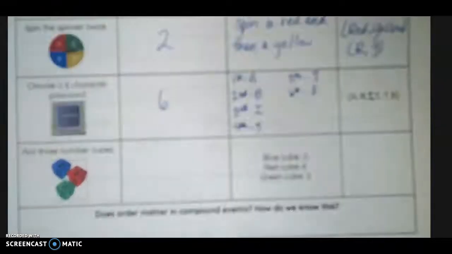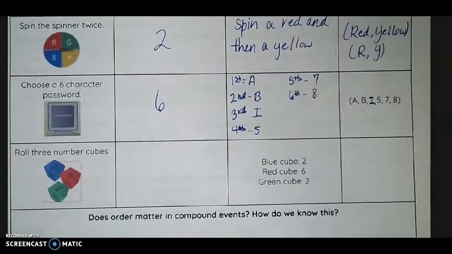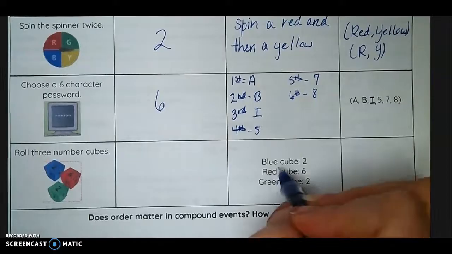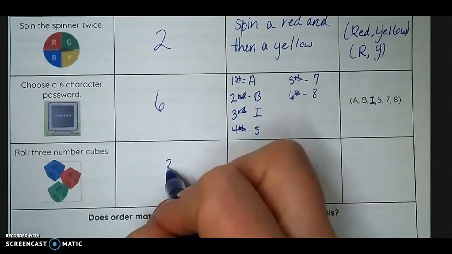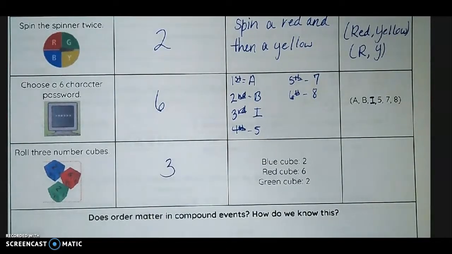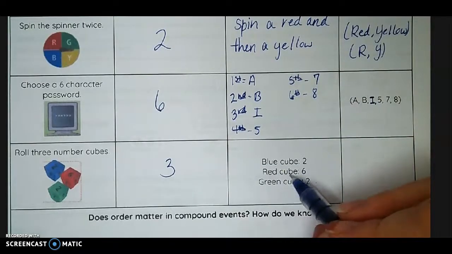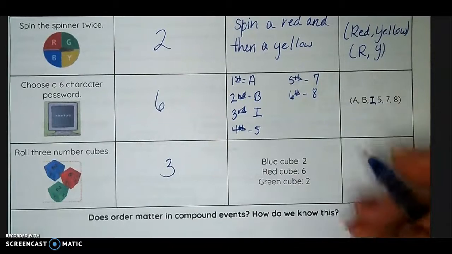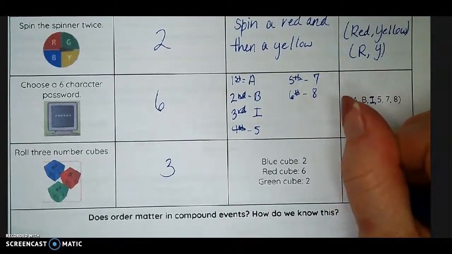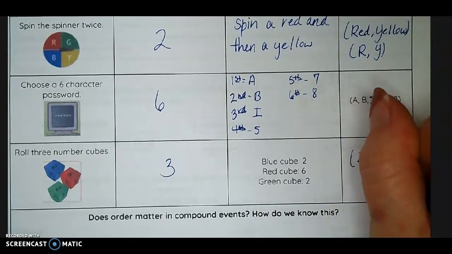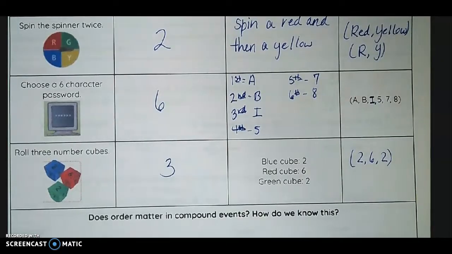Next one down here, I'm going to roll 3 number cubes. And so I have 3 different events that I'm looking to happen, or 3 different actions rather. So the possible compound event is the blue cube is a 2, the red cube is a 6, and the green cube is a 2. And so I'd be looking at 2, 6, and a 2.